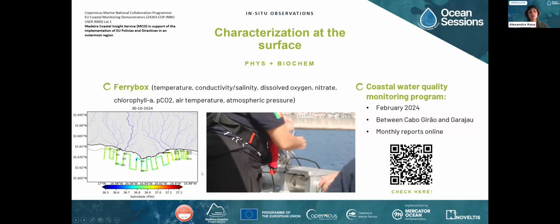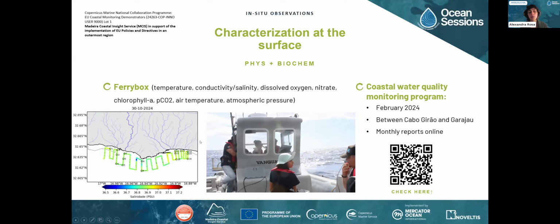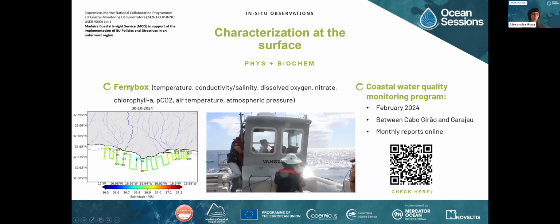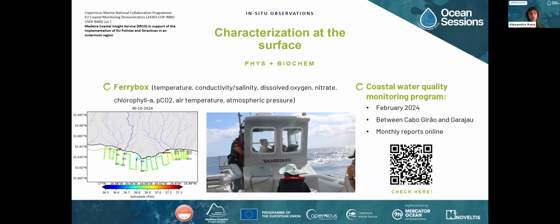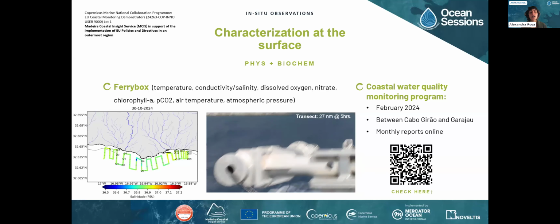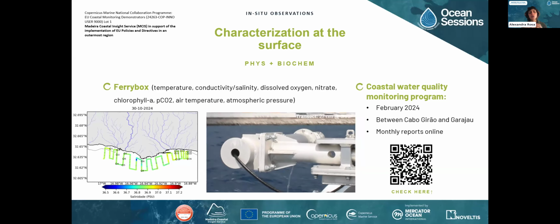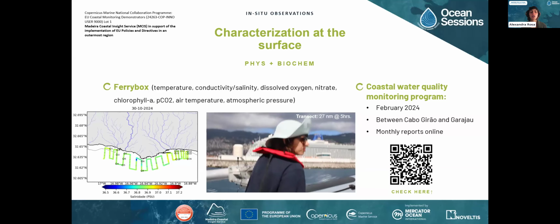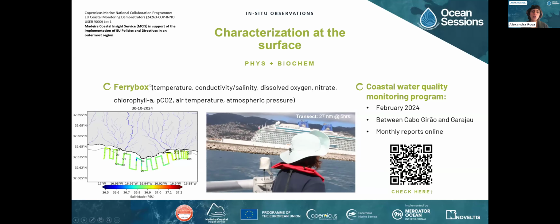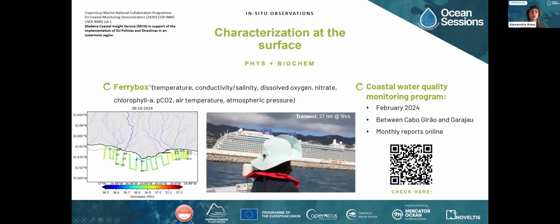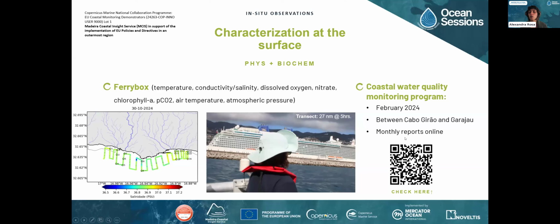And we started measuring key water quality parameters with the ferry box, which is a system very typically used in big research vessels. This configuration is more compact for small boats, but is composed of different kinds of sensors that allow us to measure temperature, salinity, oxygen, chlorophyll A, and so on. And we produce monthly reports available online on the Oceanic Observatory of Madeira website with the preliminary data sets.